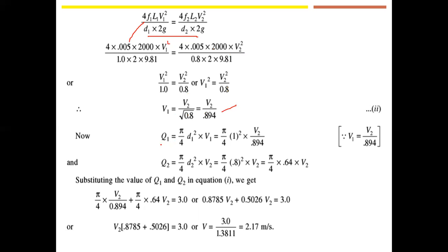Next, what is Q? Q is equal to area into velocity. Therefore, Q1 is equal to pi by 4 d1 square into V1, that is equal to pi by 4 into 1 square into V1, and substitute the value here. Thereby we know this value. Next, Q2 is equal to the same formula applied, therefore pi by 4 into 0.8 square into V2, that is equal to this. Now substituting the values of Q1 and Q2 in the previous one. Which one? This one.